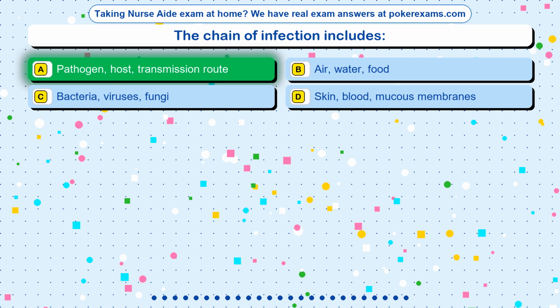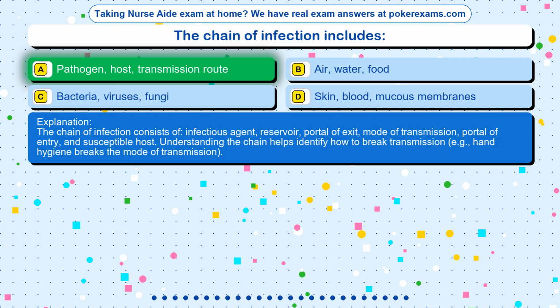The correct answer is option A, pathogen, host, transmission route. The chain of infection consists of infectious agent, reservoir, portal of exit, mode of transmission, portal of entry, and susceptible host. Understanding the chain helps identify how to break transmission. Example, hand hygiene breaks the mode of transmission.